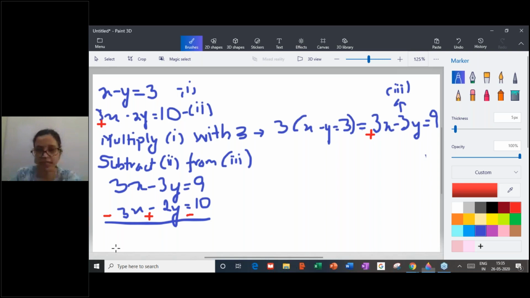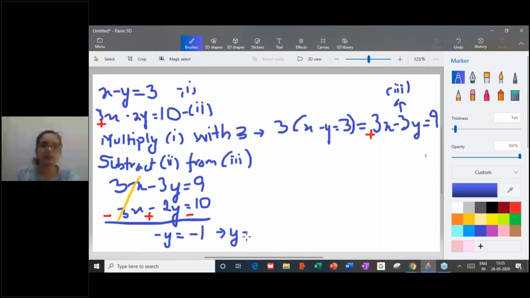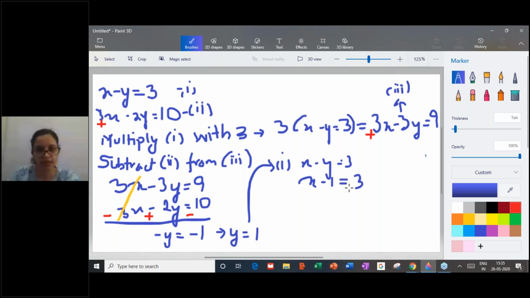Okay, so you can directly just cancel these out, eliminate it, right? This becomes minus y, and this becomes minus 1, which can be also written as y is equal to 1. Now I'm going to substitute the value in equation 1, which is x minus y is equal to 3. So it becomes x minus 1 is equal to 3, or x is equal to 4. So this is the answer.